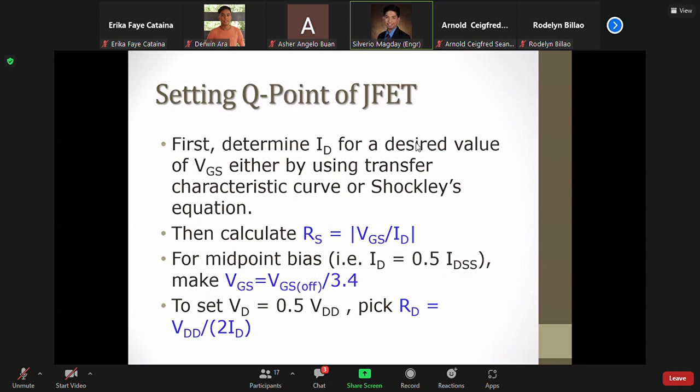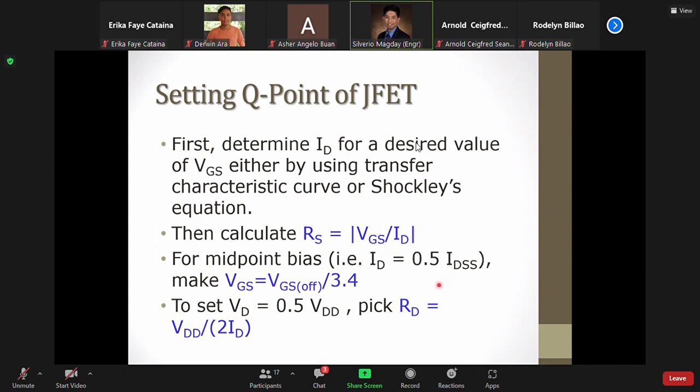Setting now the Q point of the JFET: the IDQ, VGSQ, VDSQ. So, the operating point of the JFET, we determine first the ID, Shockley's equation lang, for a desired value of VGS, either by using the transfer characteristic curve or the Shockley's equation. Mas madali siya sa Shockley's equation. Then, calculate natin yung RS, which is VGS over ID.